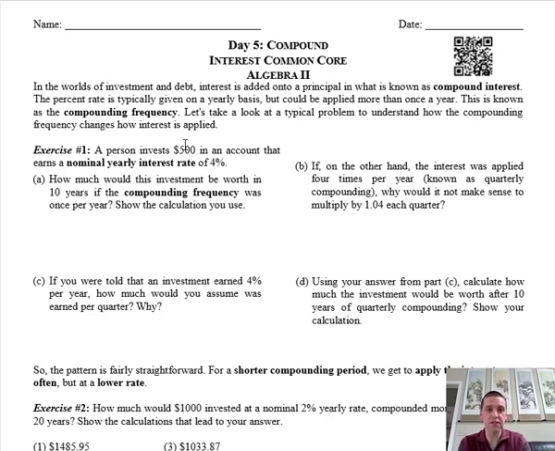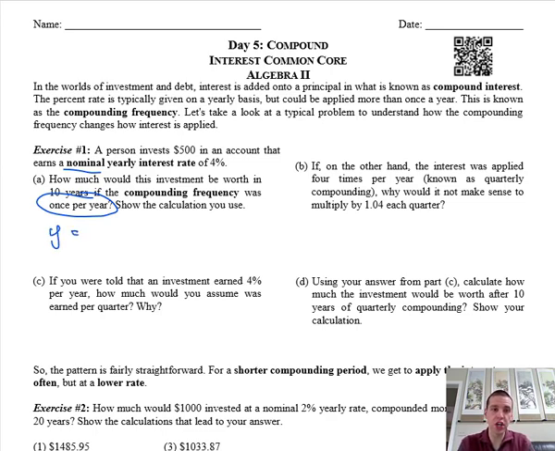A person invests $500 into a bank account and has a nominal yearly interest rate of 4%. How much would this investment be worth in 10 years if the compounding frequency was once per year? So let's go the basic one. It only gives you interest one time a year. So this is an exponential function.